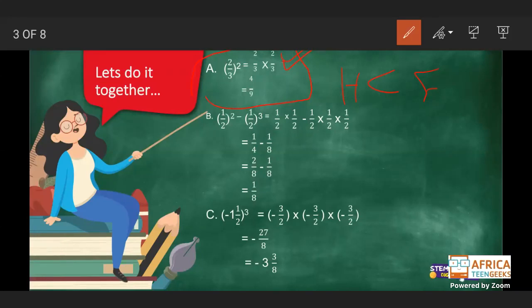So I'm thinking of doing number B again for those who are new. Number B, and then we'll proceed to our class activity. So number B, we have 1/3 squared, to the power of 2, subtract 1/2 to the power of 3. So we have brackets. Our fractions are in brackets, right?